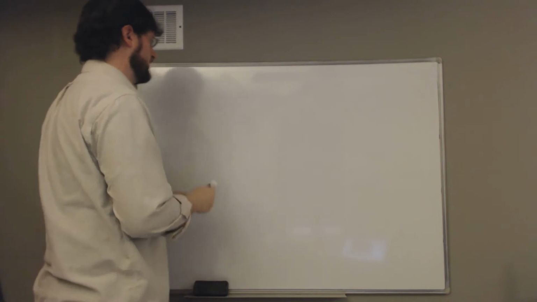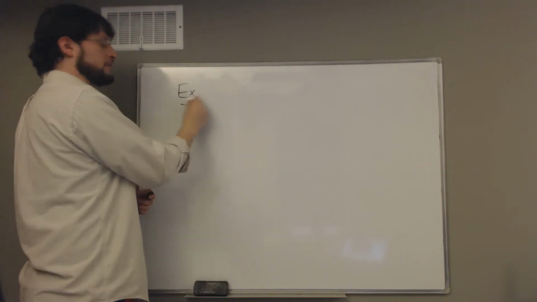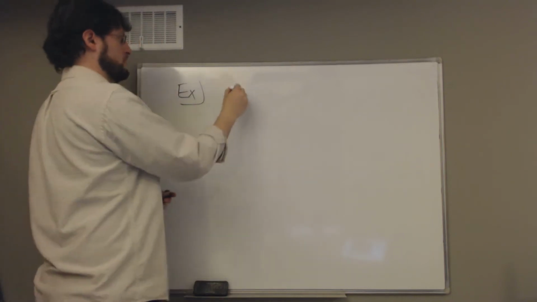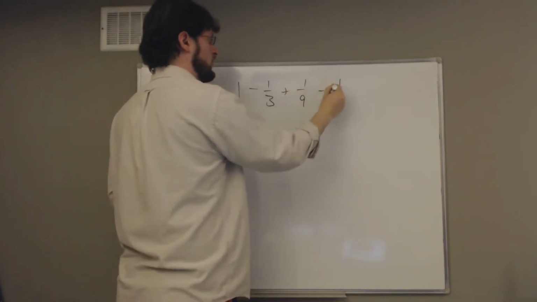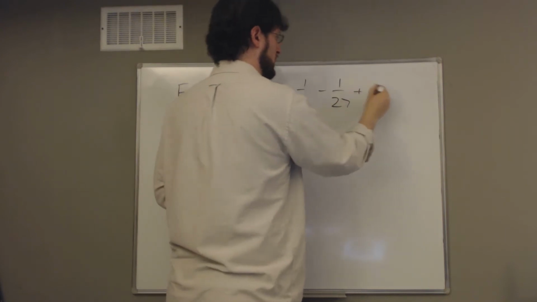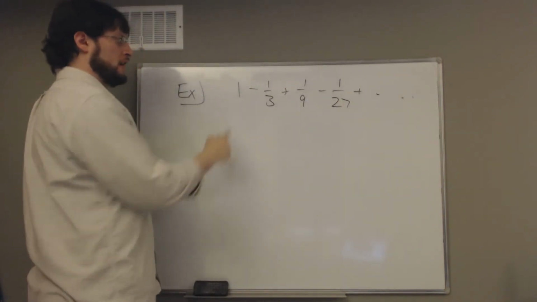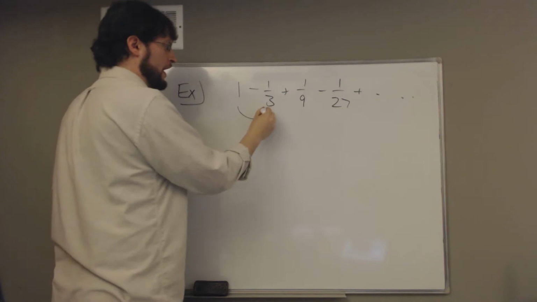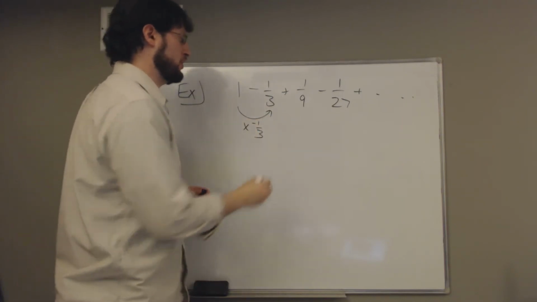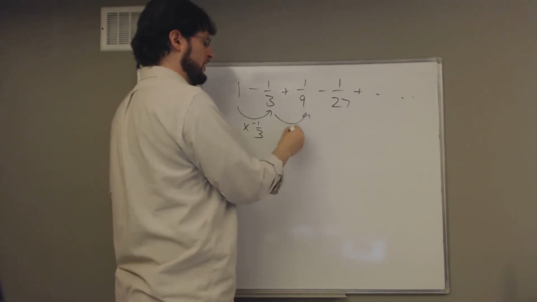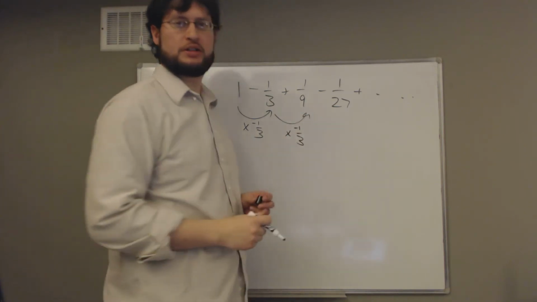So, for another example, there's another geometric series. Notice what's happening. I started at a single value. Now, I multiply by negative 1/3. And then I multiply by negative 1/3. And so on and so on.